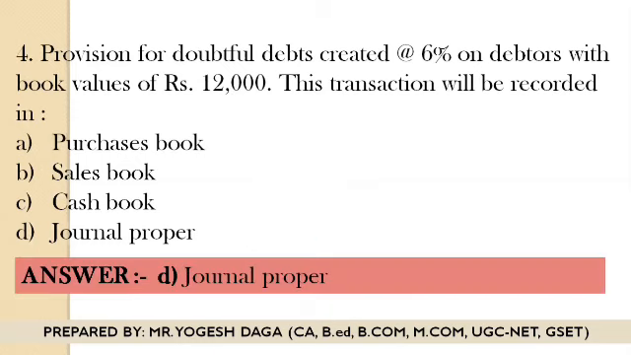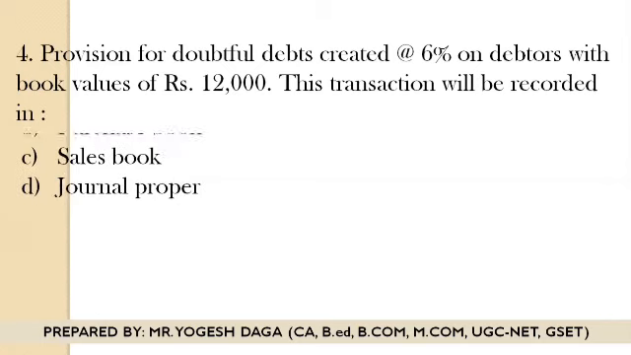Why? Purchase book only records the transactions related to purchases which are done on credit. Sales book records the transactions related to sales which are done on credit. Cash book records the transactions in which cash is received or cash is paid, whereas the general journal records all those transactions which do not fit in any of the above books. So yes, this type of transaction will be recorded in the general journal.